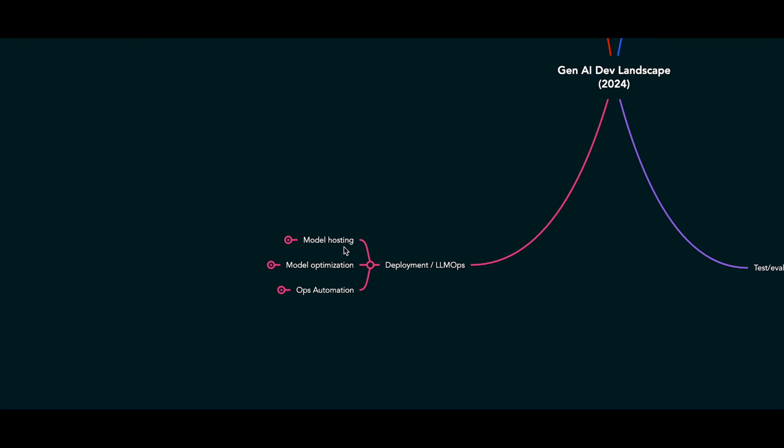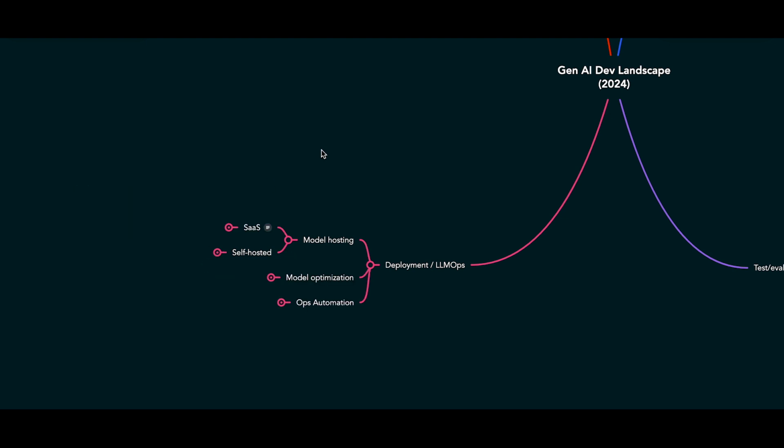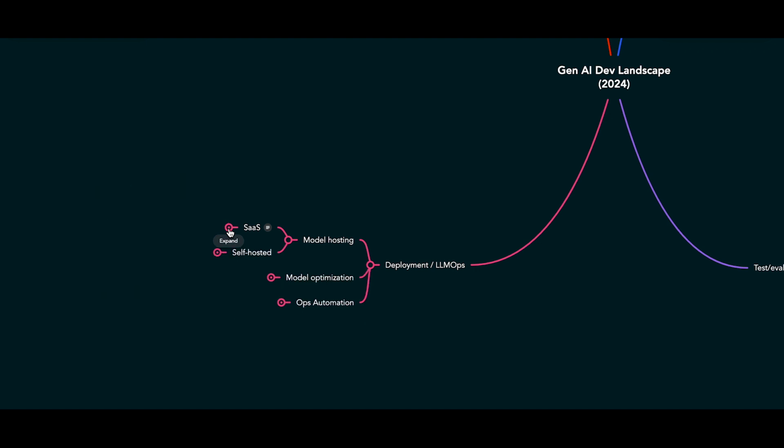So the first question is, where is the model hosted? For that, you may choose a SaaS setup where you have a provider such as Amazon Bedrock or Azure, and you just use their LLM deployment. And there are those that just host single models, and there are some that make multiple models available. So you choose according to your use case.